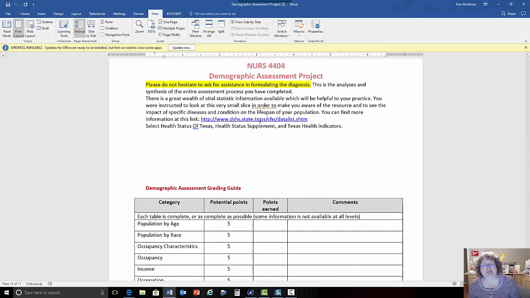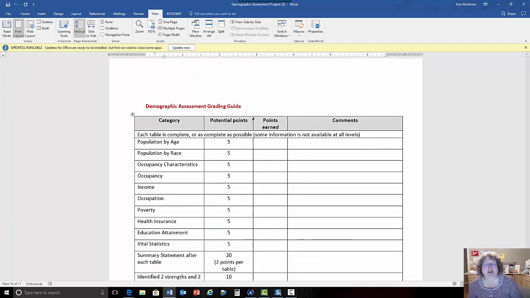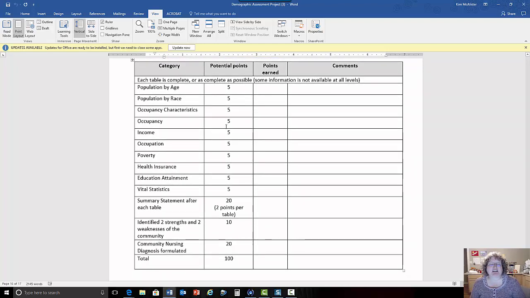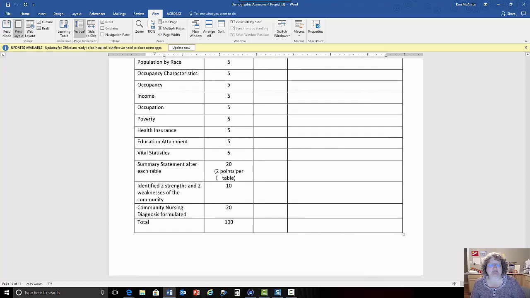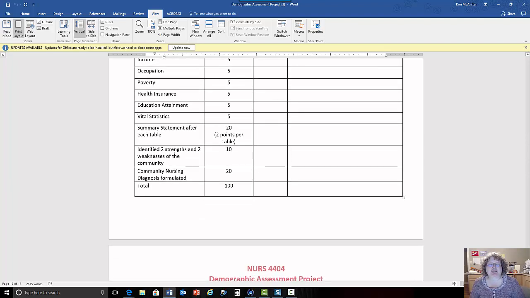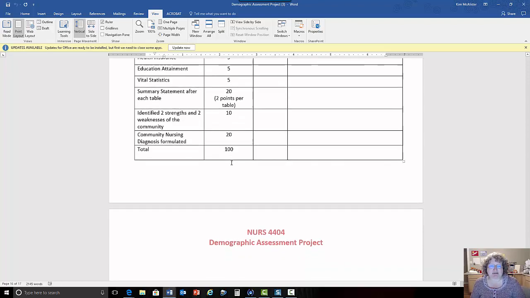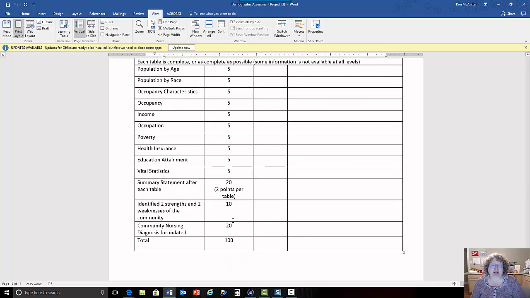This is the grading guide. Each table that you complete is worth 5 points. The summary statement after each table is 2 points per table for a total of 20 points. Two strengths and two weaknesses is a total of 10 points. Your community nursing diagnosis formulated is 20 points. So this gives you the full point spread.